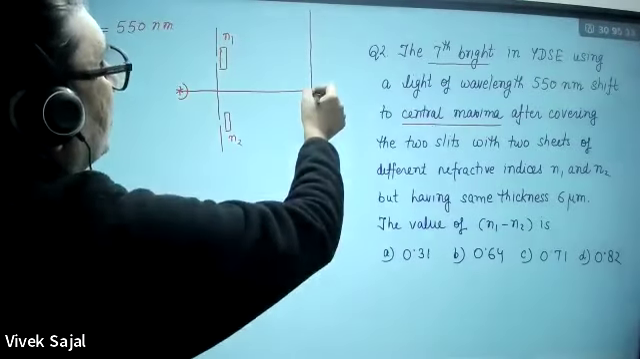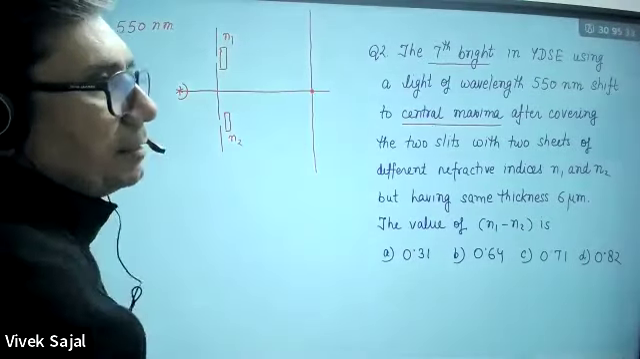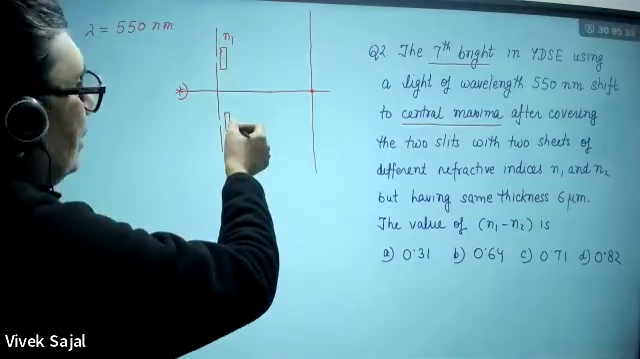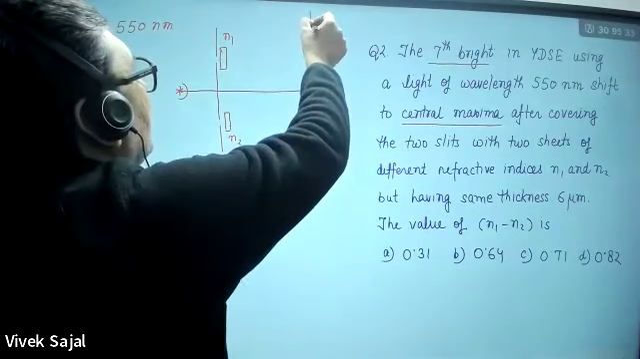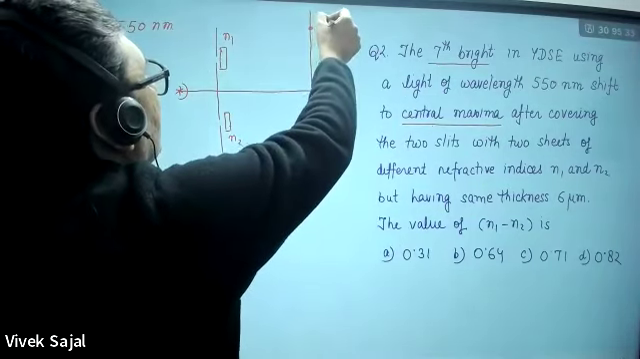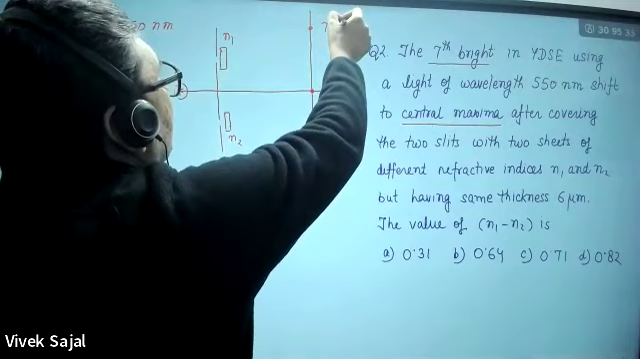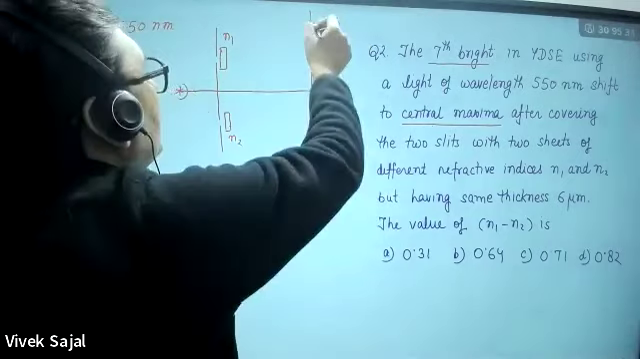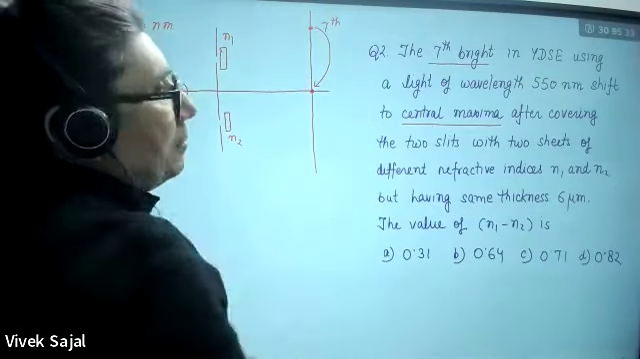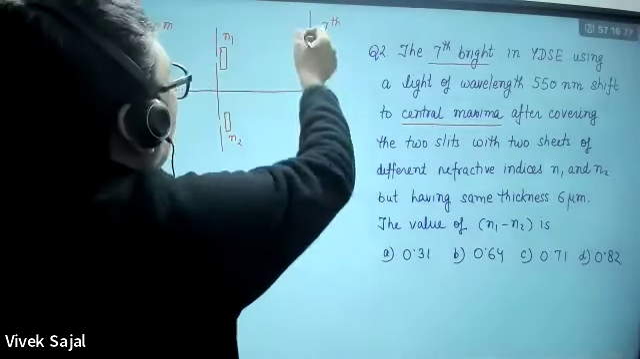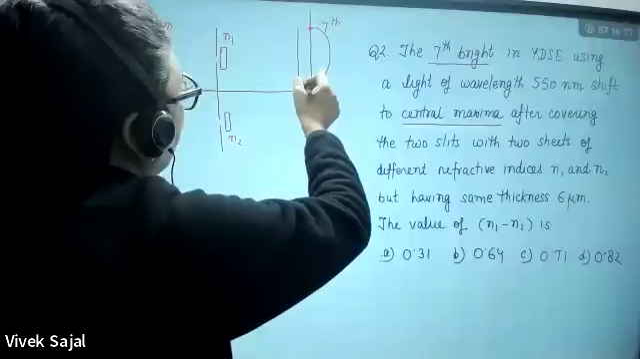Okay, this is the position. This was the position of the central maxima earlier, without the introduction of these sheets. But what happened here? There was a seventh maxima, the 7th-order maxima. It shifted to this position. The central maxima shifted to this position. So how much distance is it shifted?